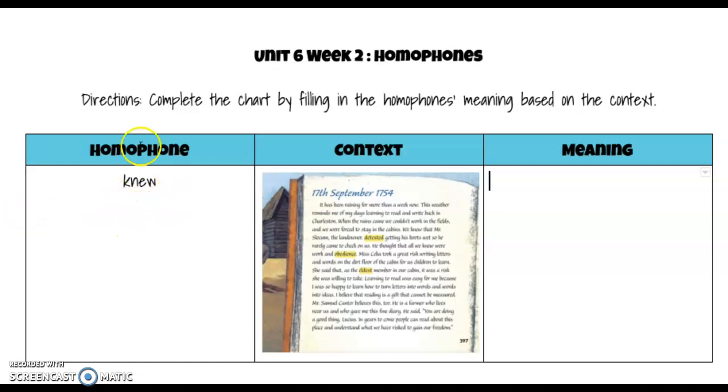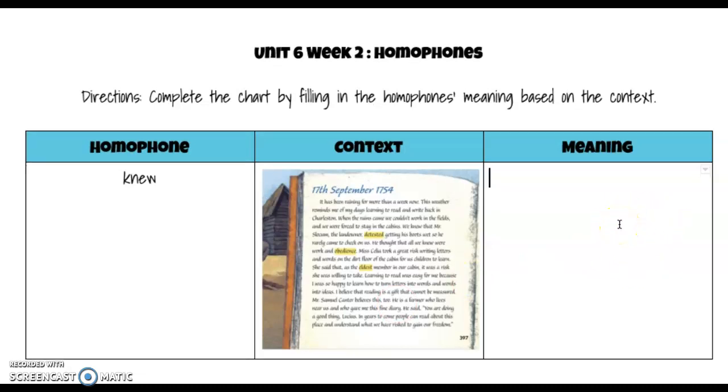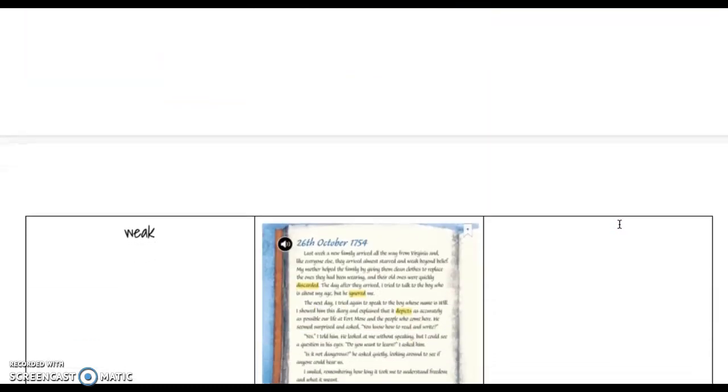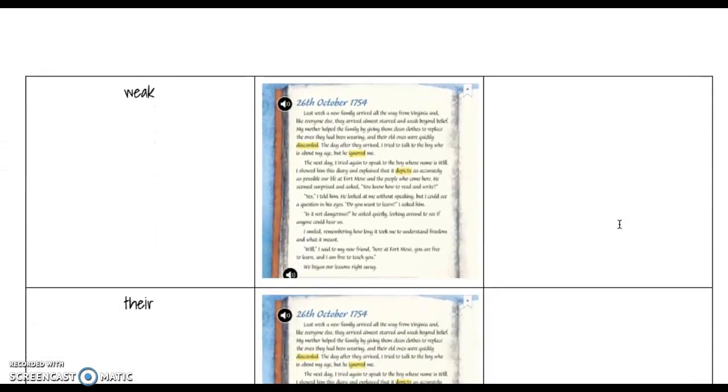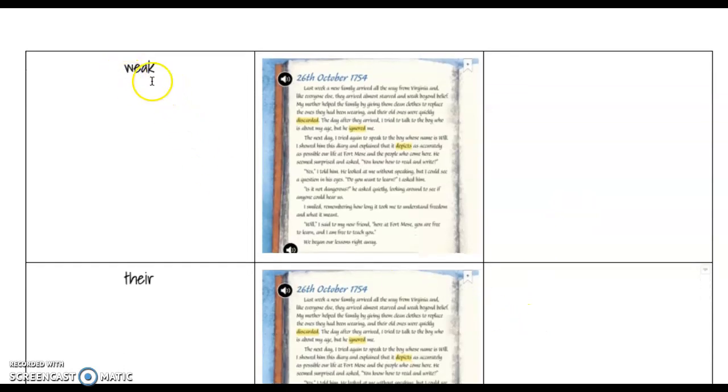So here is the homophone. Maybe you already know what this new means, K-N-E-W. However, I want you to read the context, which is this passage, and then type in the meaning. You're going to scroll down because you're also going to find 2 more homophones and 2 passages that you're going to read to determine the meaning. Don't forget, the meaning is going to go over here in these columns. Maybe you already know what this week means, but please make sure you go in and you read the context to figure out the true meaning.